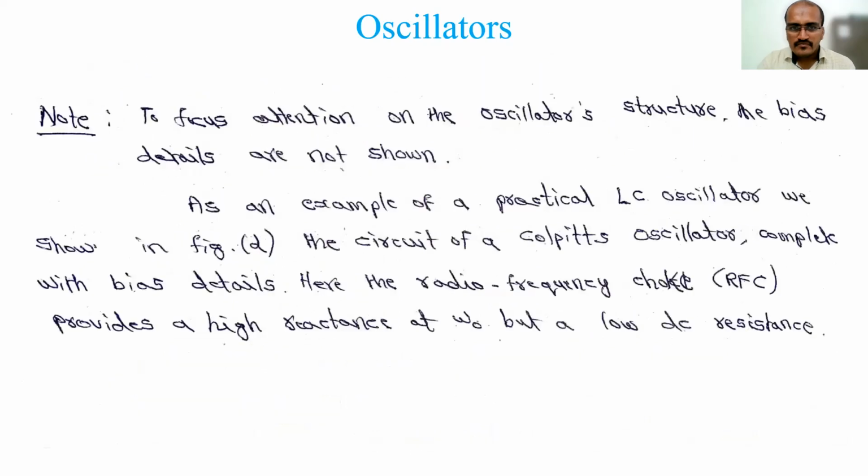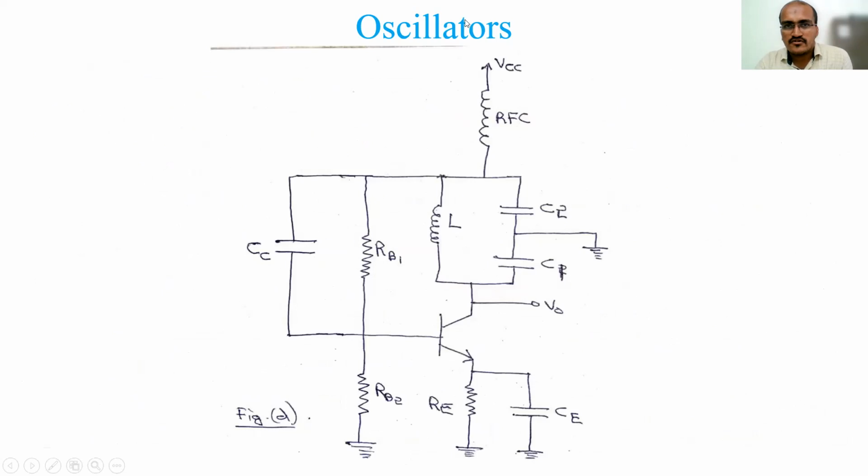As an example of a practical LC oscillator, we show in the next figure the circuit of a Colpitts oscillator complete with bias details. Here the radio frequency choke is used instead of R. RFC, as we call it in short, provides a high reactance at the frequency of oscillation but a low DC resistance. This is essential for sustaining the oscillation because it is very sensitive. So this is what the circuit looks like.